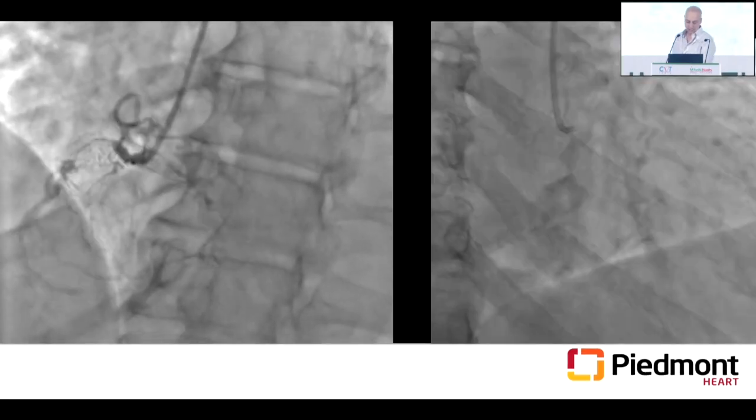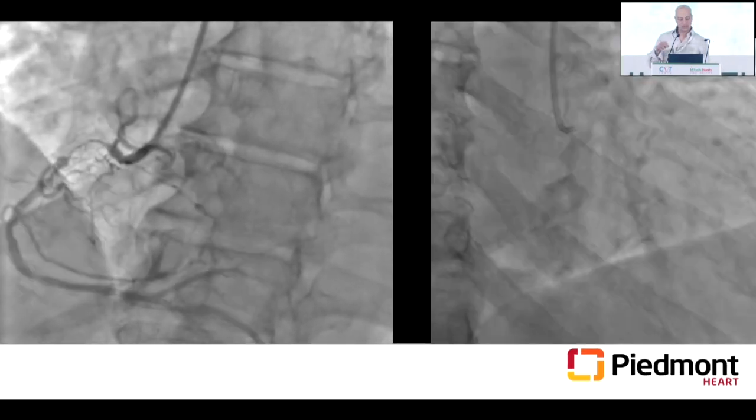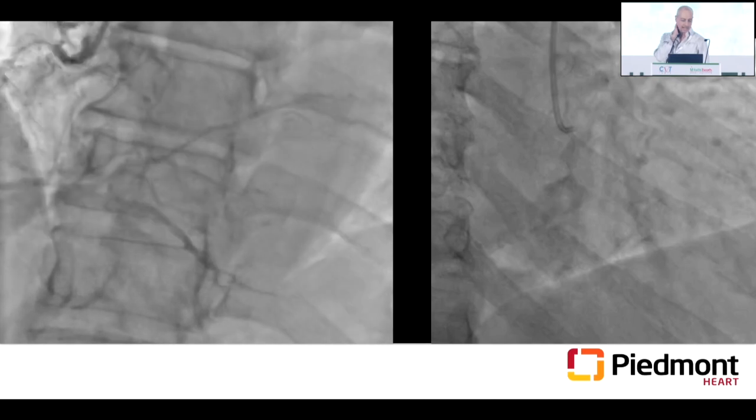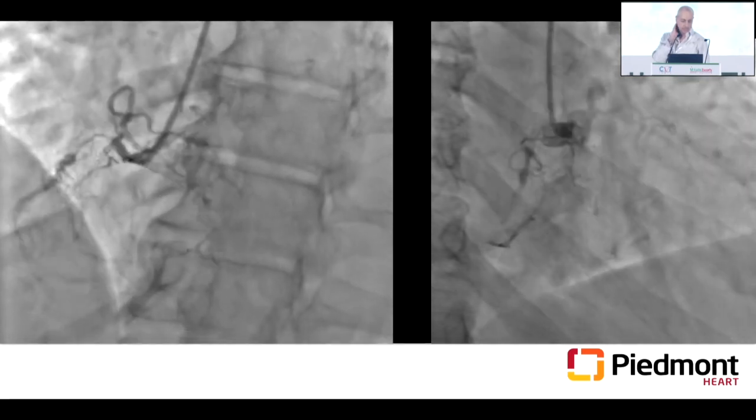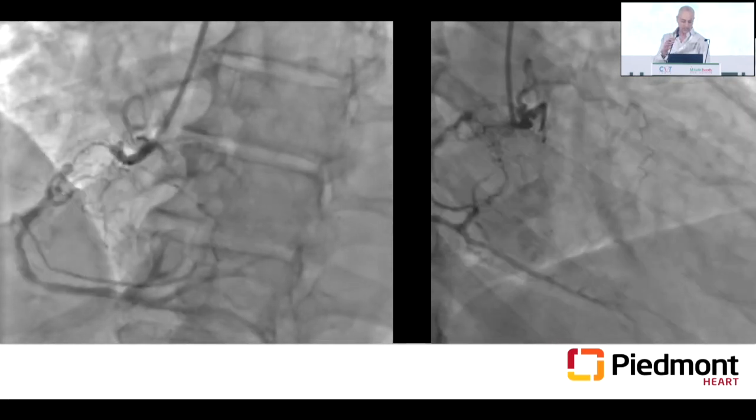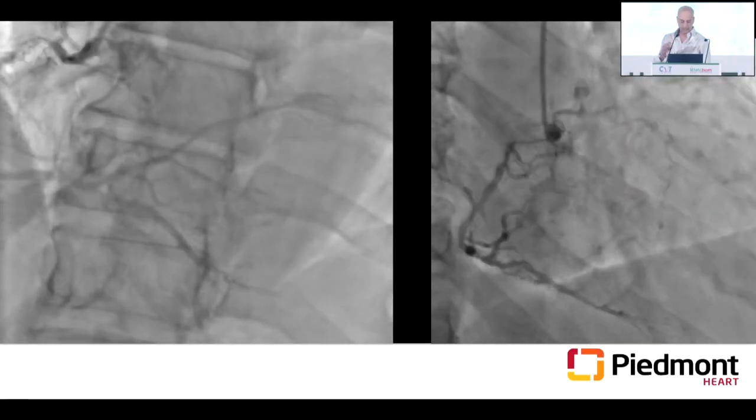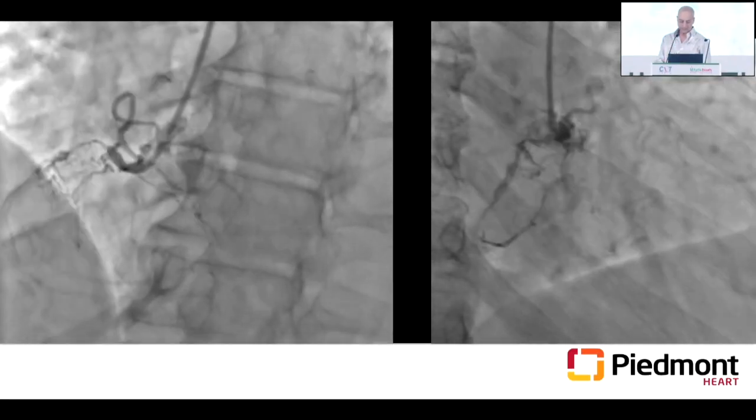And this was the initial diagnostic angiogram that was done at an outside hospital. So the right coronary is occluded proximally. You can see there's some bridging collateral supplying the rest of the right coronary.